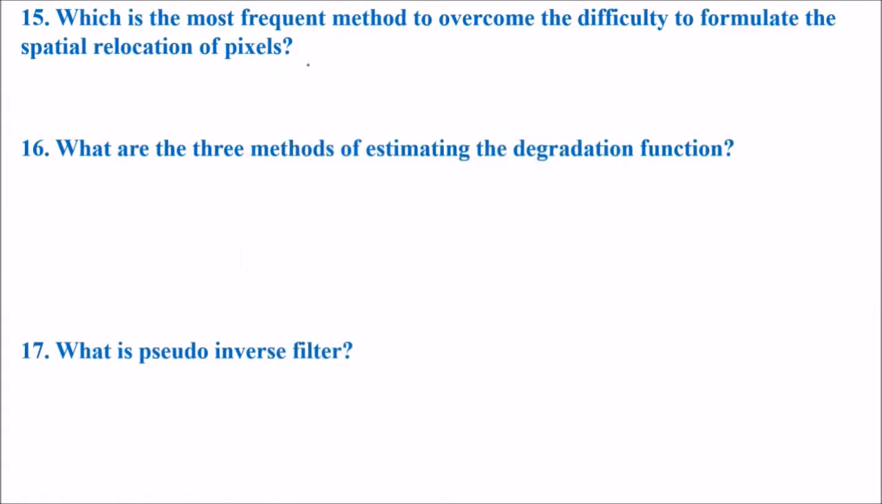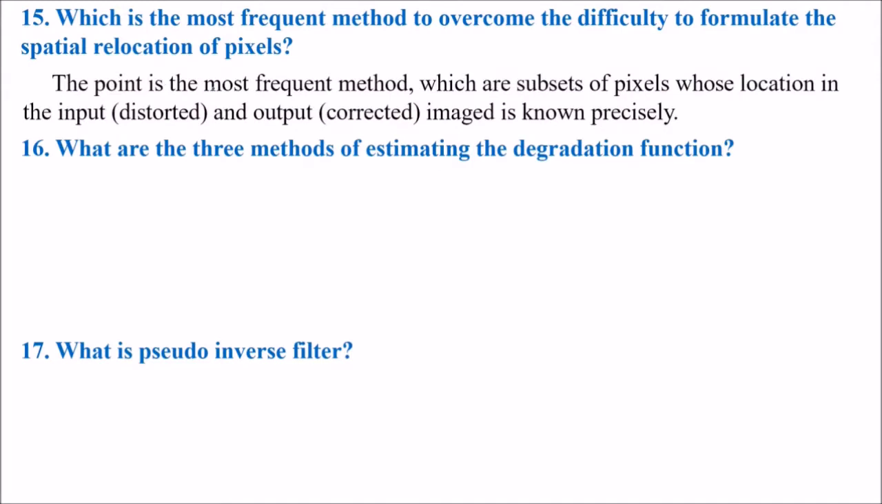What is the most frequent method to overcome the difficulty of formulating the spatial relocation of pixels? The most frequent method uses tie points, which are subsets of pixels whose locations in the input, that is the distorted image, and in the output, that is the corrected image, are known precisely.